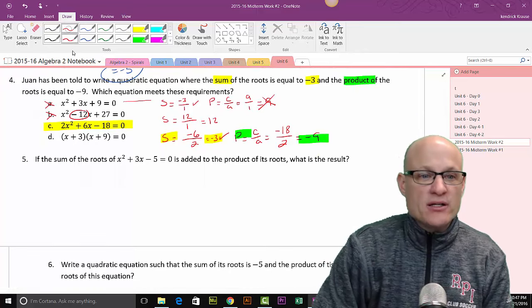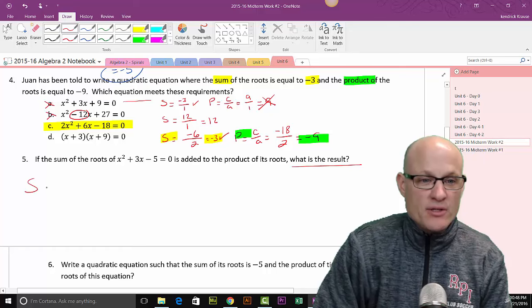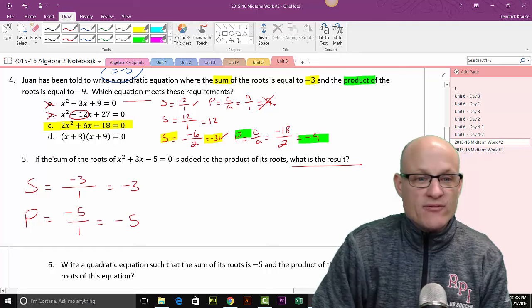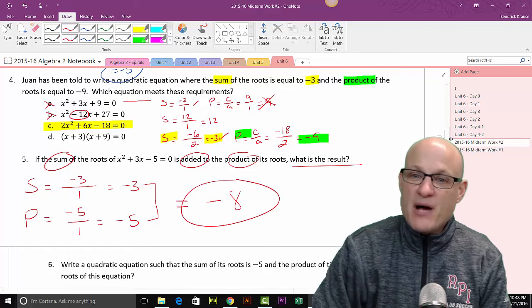All I asked for, if the sum of the roots of this is added to the product of roots, what's the result? So basically it's saying you got to find the sum and the product. So sum is equal to -b, -3, over a, which is 1, so this is equal to -3. And the product of the roots is equal to c over a, -5 over 1, which is equal to -5. So it's saying if the sum is added to the product. So all it says is add these. Oh, okay. I'll add those and I get -8. Done.